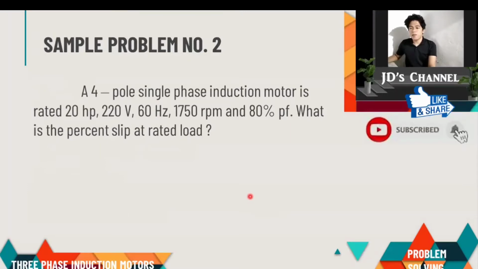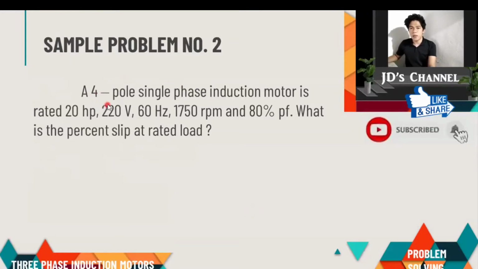A 4-pole single-phase induction motor is rated 20 HP, 220 volts, 60 Hz, and the speed is 1,750 RPM at 80% power factor. What is the percent slip at rated load? So again, anong given natin?